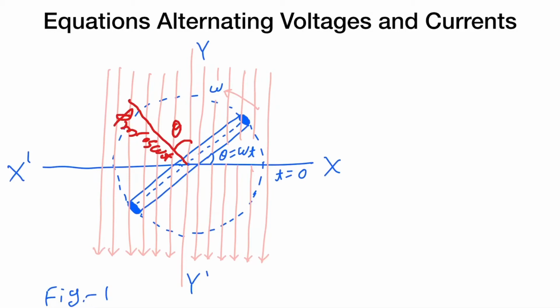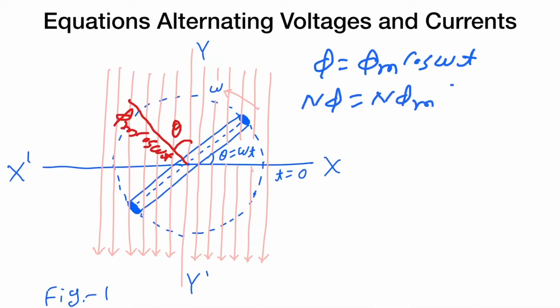So flux linked with the coil at any time t is given by phi equals phi m cos omega t. So flux linkage in the coil at any time t is given by n phi equals n phi m cos omega t.